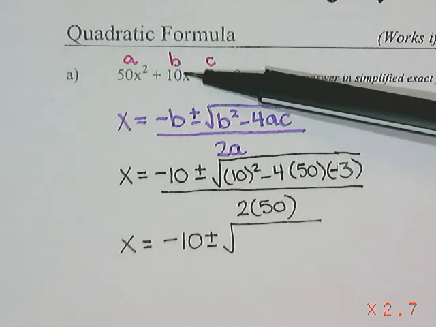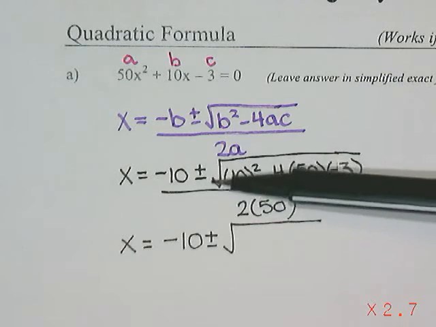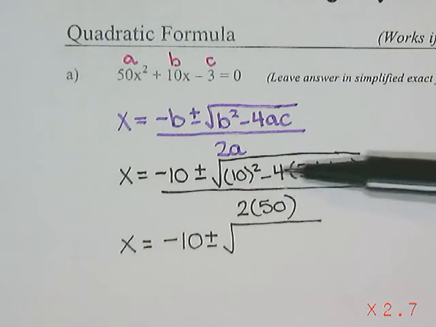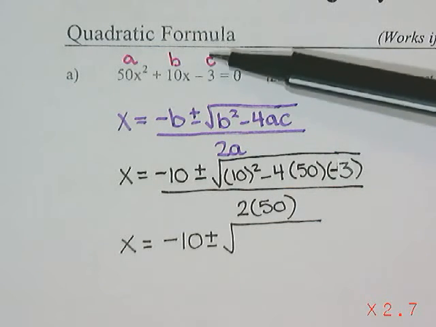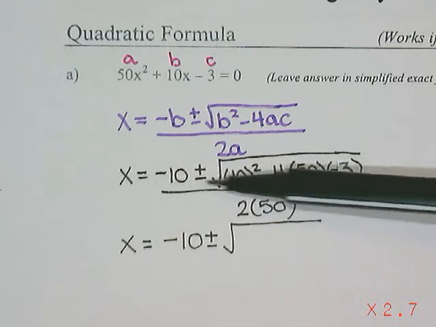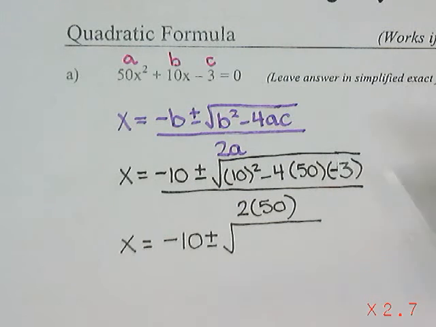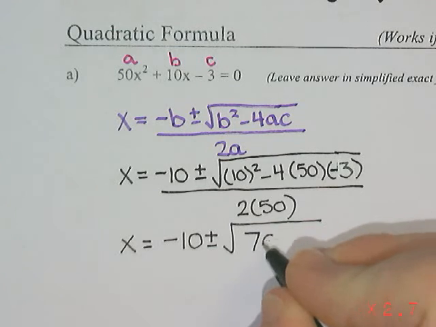So I subbed in 10 for b, so I did negative 10 plus or minus the square root of 10 squared minus 4 times a, which is 50, times c, which is negative 3, and then that whole thing is divided by 2 times a, which is 50. I was in the process of doing some calculations when everything froze, so we're going to try this again. I left the negative 10 plus and minus, and I'm working out the number underneath the square root in one step on my calculator. I'm going to do 10 squared minus 4 times 50 times negative 3, and then hit equals. And I get 700.